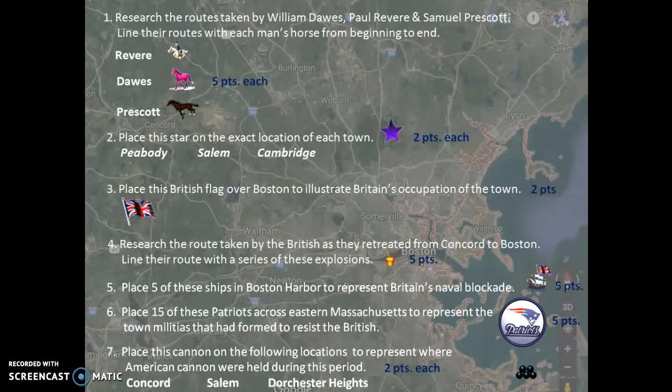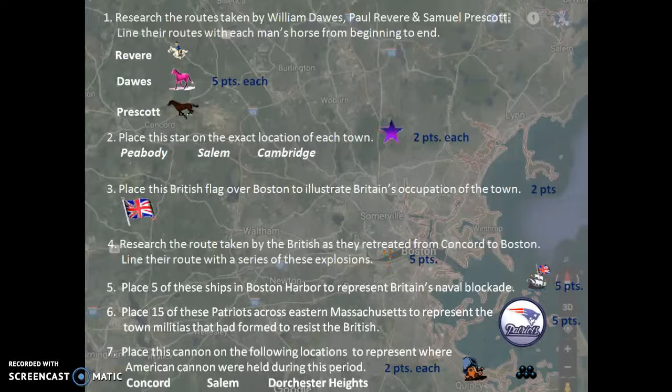And what the kids will do is, if you look at number one, for example, they are going to research the routes taken by William Dawes, Paul Revere, and Sam Prescott. Once they research the exact route that each man took, they'll copy and paste their designated horse along their routes.